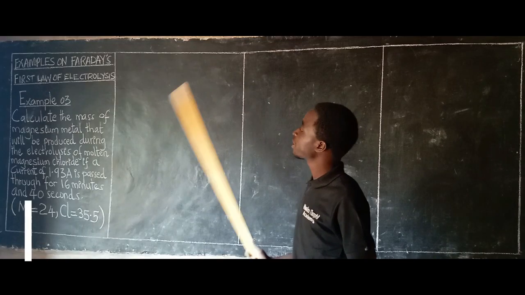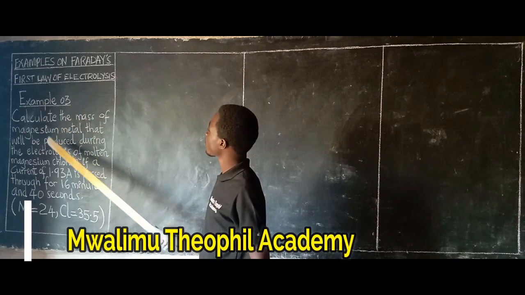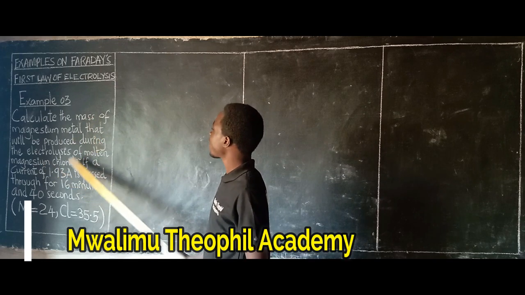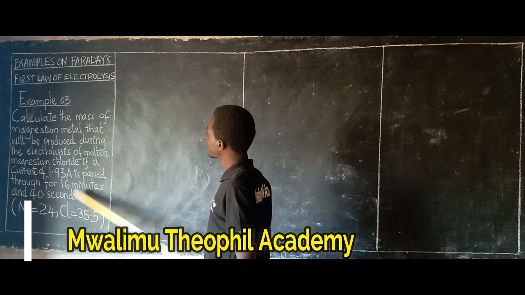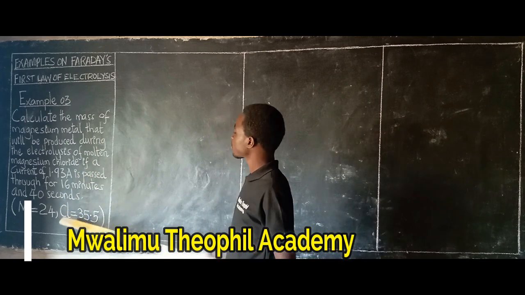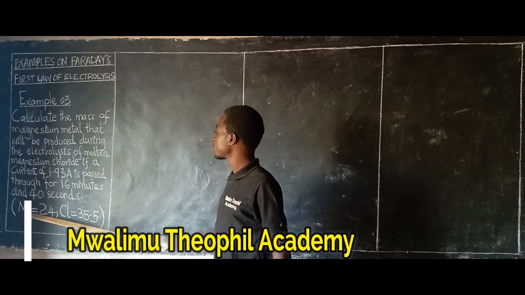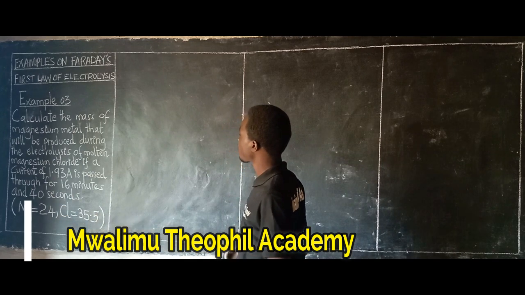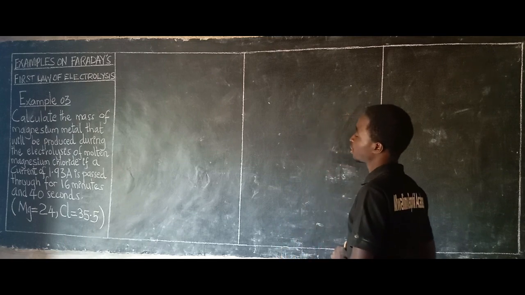Welcome for today's session. Example 3 states: calculate the mass of magnesium metal that will be produced during electrolysis of molten magnesium chloride if a current of 1.93 ampere is passed through for 16 minutes and 40 seconds. You are also given the relative atomic mass of magnesium is 24 and of chlorine is 35.5. Now, let us see the solution for this question.